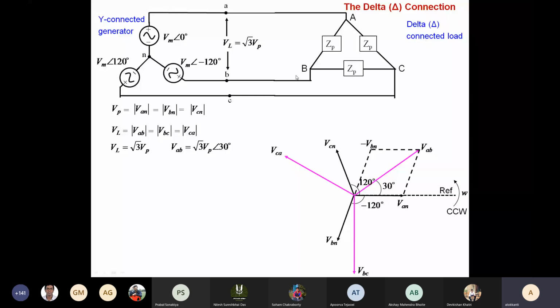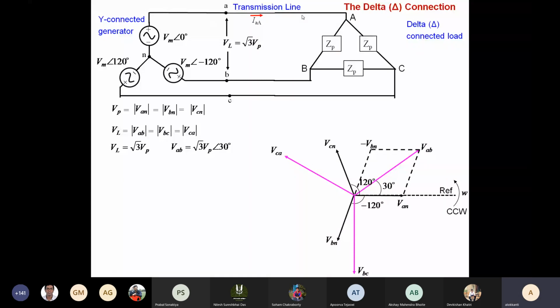But in the practical case, they will also have impedance, they will have resistance and inductance, since these are actually wires. But for the time being, we are considering that they have zero impedance.